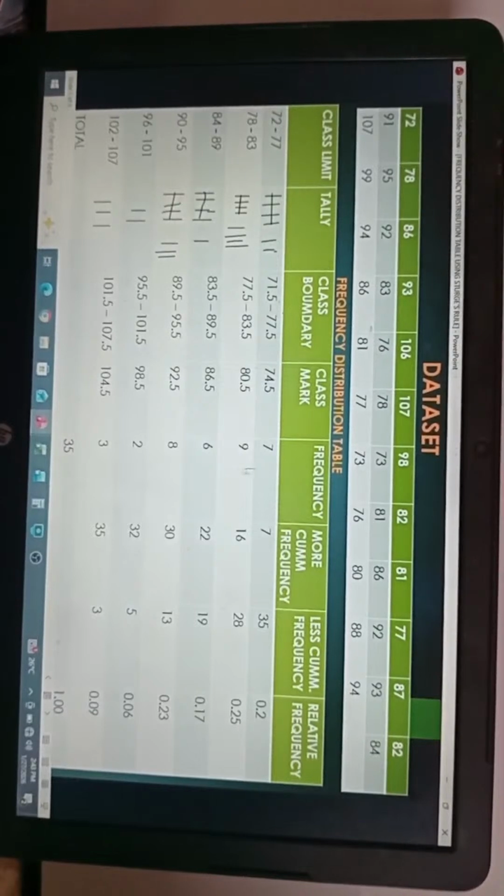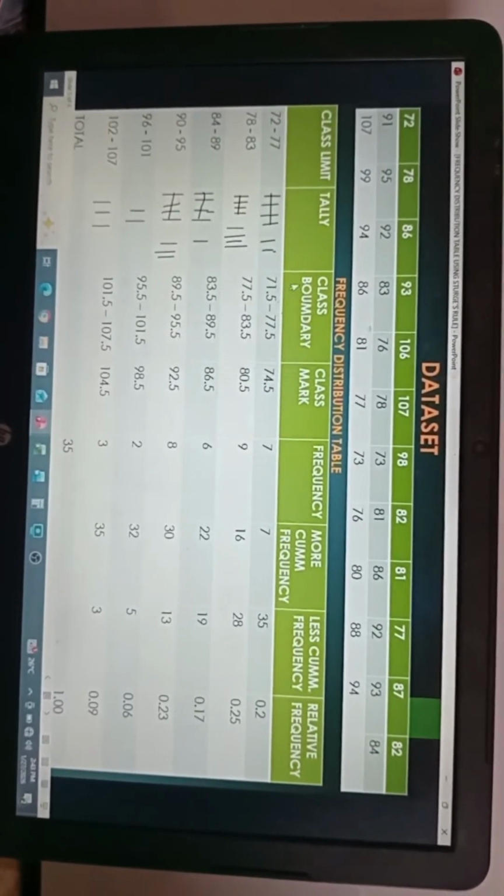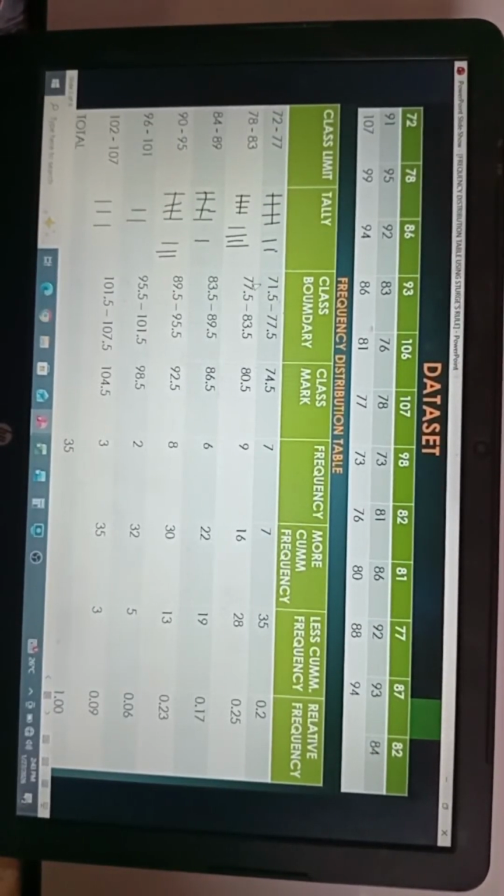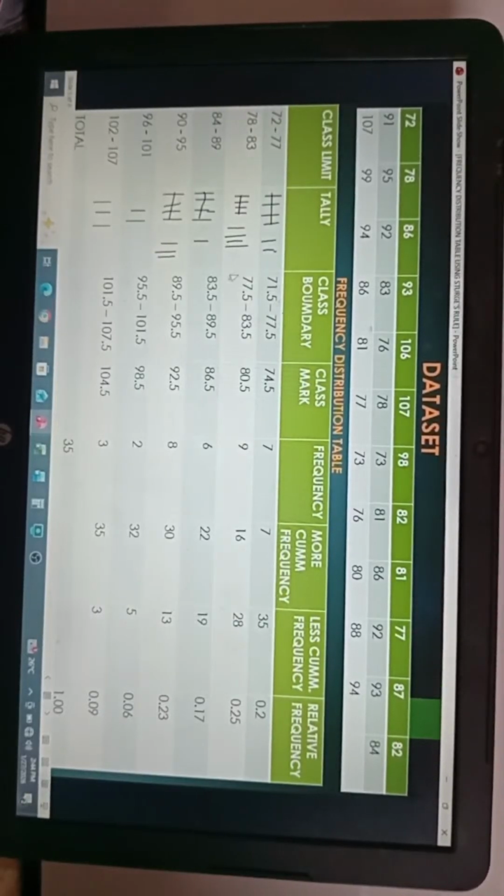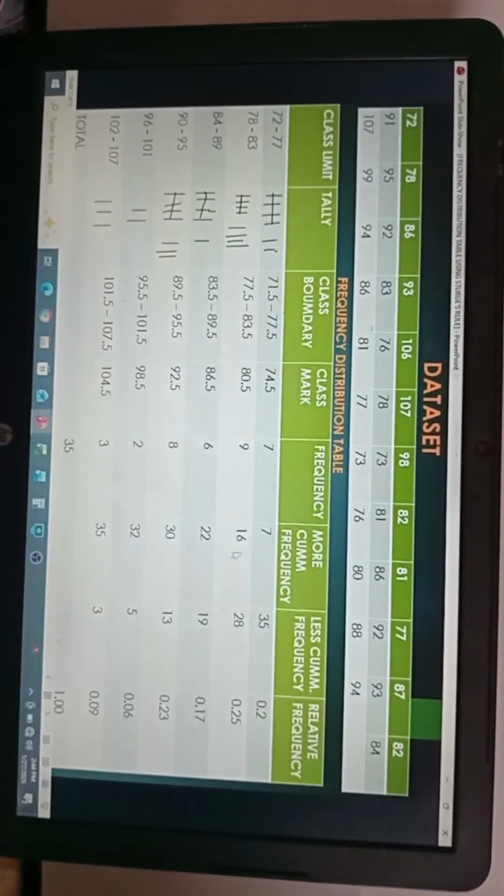Those are the frequencies. Like I said earlier, in order to get our class boundary, we are going to subtract 0.5 from 72, giving us 71.5. Then we add 0.5 to 77, giving us 77.5. The same thing, 78 minus 0.5 gives us 77.5, and 83 plus 0.5 gives us 83.5, and we already know our frequency to be this. Now in our question, we are told to calculate the more than frequency.